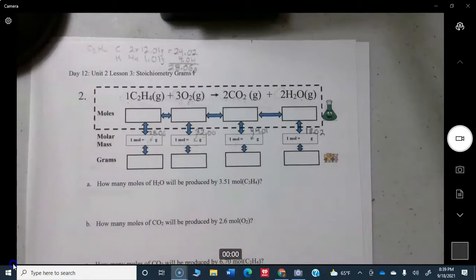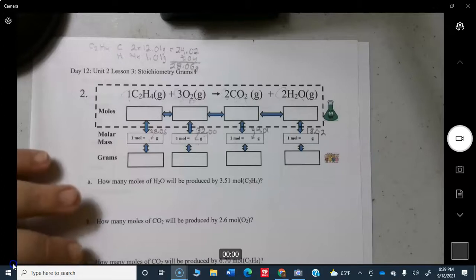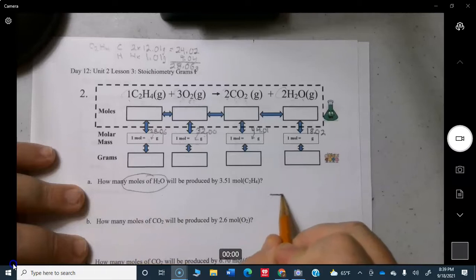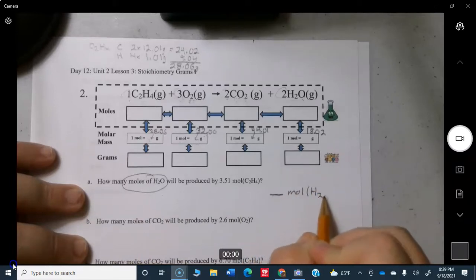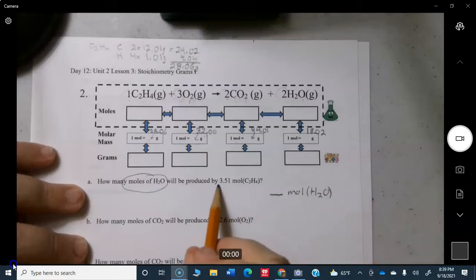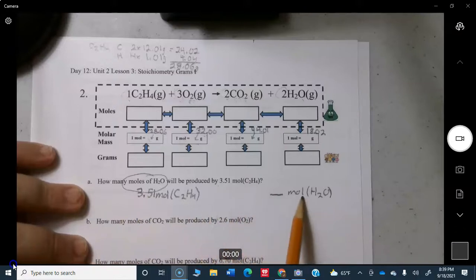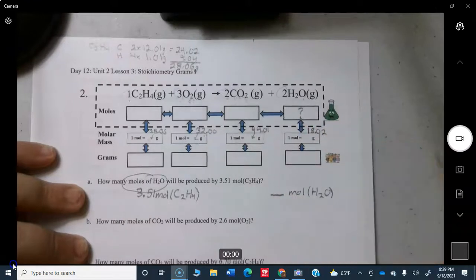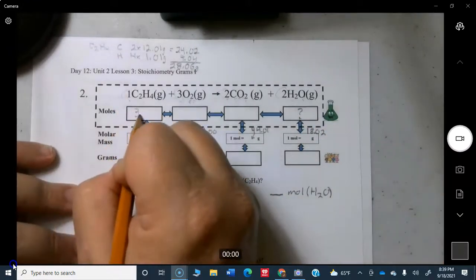All right? Okay, so now, first question. How many moles of H2O will be produced by 3.51 moles of C2H4? So what we're looking for is moles of H2O. I'm going to come over here. There's moles of H2O, and they're going to be produced by 3.51. Okay, so the question mark that we're trying to find is moles of H2O. So that's right here. And what we're starting with is 3.51 moles of C2H4, so the 3.51 goes here.